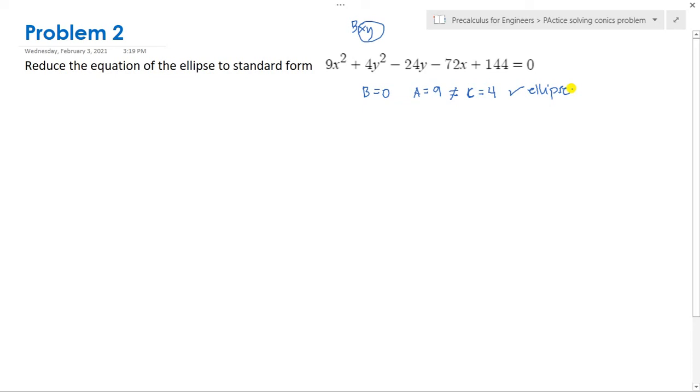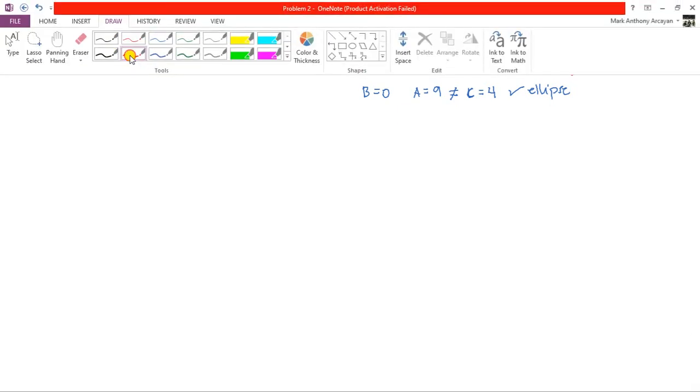Okay, so the form given to us is in general form. We are asked to reduce the equation into standard form. To simplify from general to standard form, we are going to use completing the square. So let's do that.